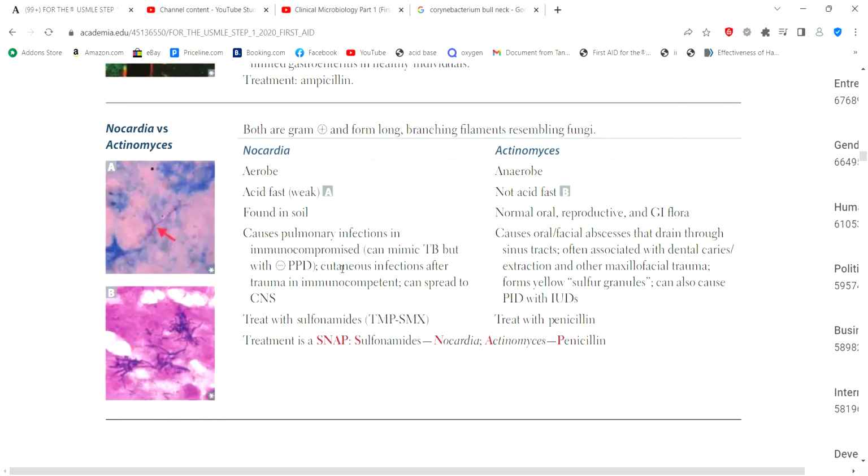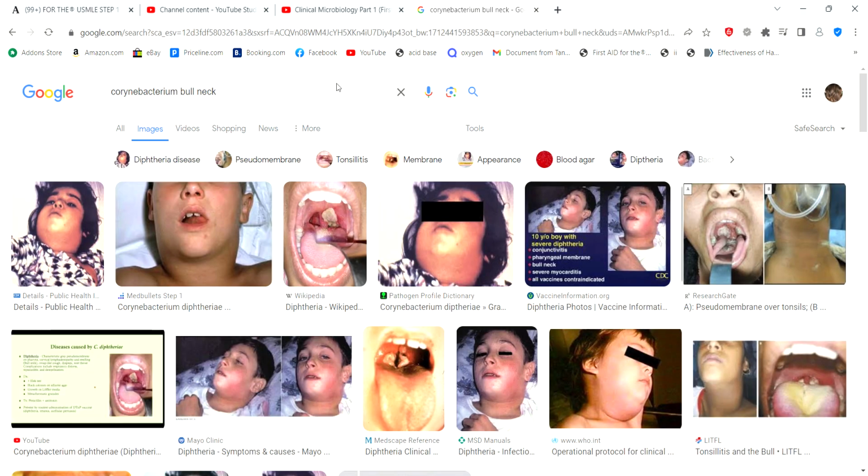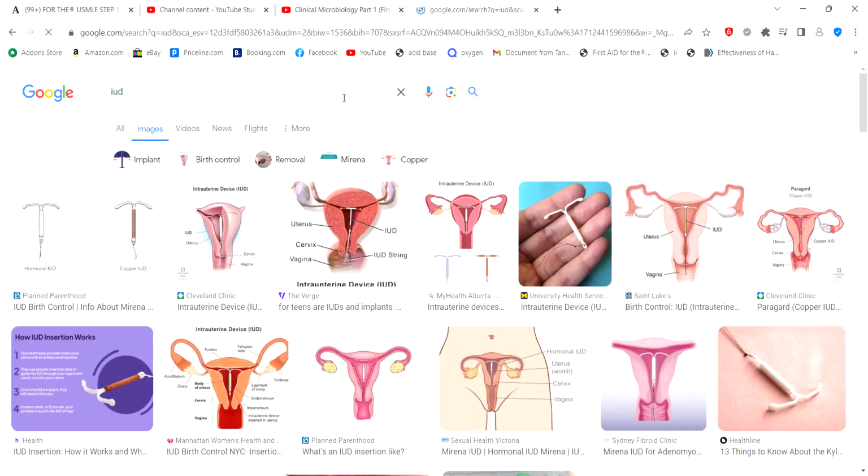So actinomyces can also cause pelvic inflammatory disease in women with IUDs. IUD is an intrauterine device. So a woman who has PID and has an IUD, actinomyces can cause it. Okay, bear with me. I'm also learning.